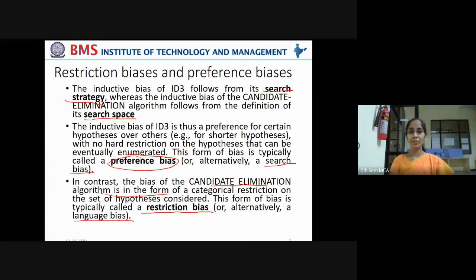Why do we call it restriction bias? You are putting a restriction on the hypothesis: if it is consistent with the training examples, keep it in the version space. If it is not consistent with the training examples, eliminate it from the version space. That is called restriction bias. So the inductive bias in the candidate elimination algorithm is restriction bias, and the type of inductive bias in the ID3 algorithm is preference bias. Clearly understood now?